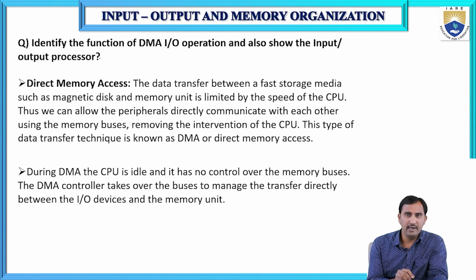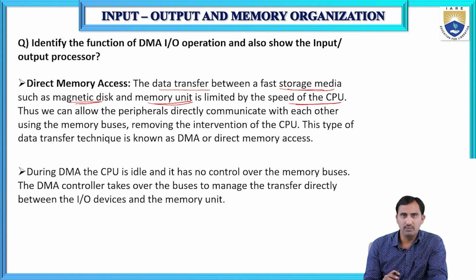So next question: identify the function of DMA IO operation and also show the input or output processor. In direct memory access, the data transfer between fast storage media such as magnetic disk and the main memory unit is limited by the speed of the CPU. So that's why we are bypassing the CPU. That means we are not passing the data through the CPU.